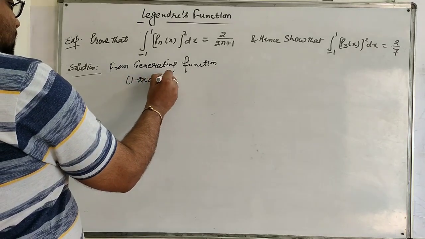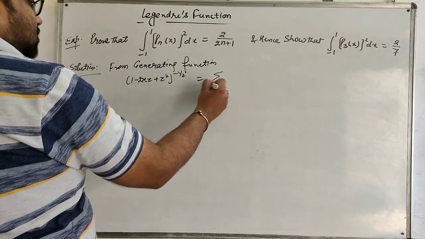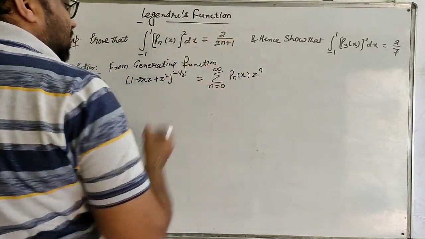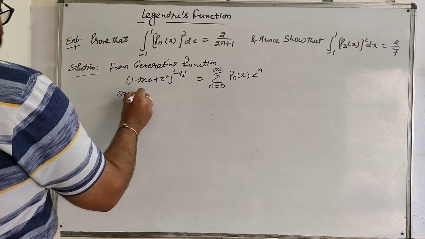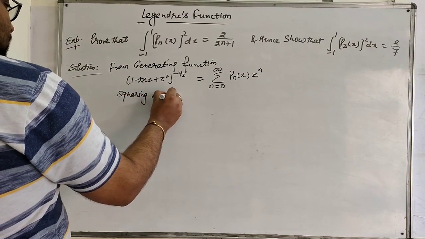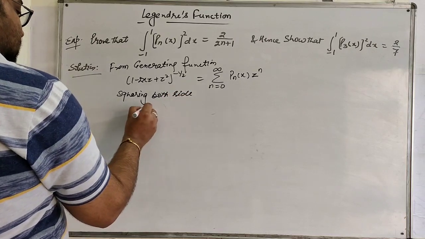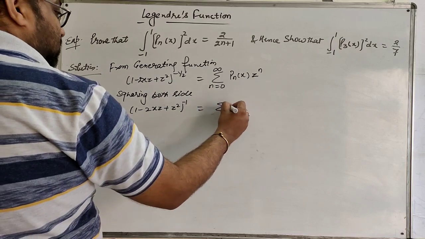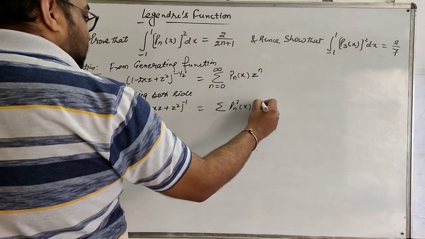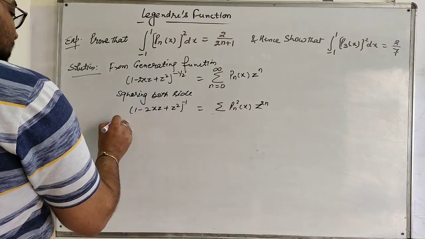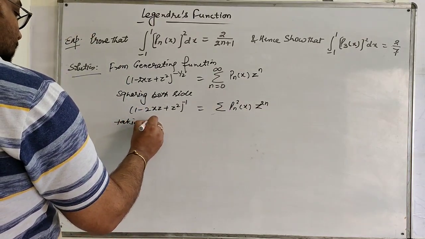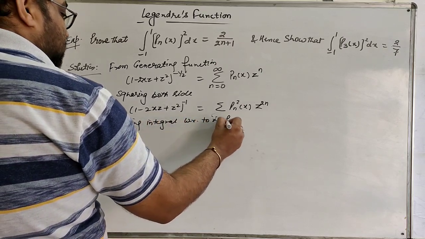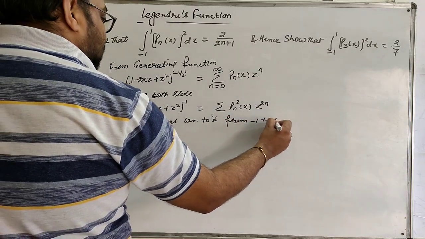(1 minus 2xz plus z square) raised to power minus 1 by 2 is equal to sigma n equals 0 to infinity Pn(x) z raised to power n. Squaring both sides, we get (1 minus 2xz plus z square) raised to power minus 1 is equal to sigma Pn square (x) z raised to power 2n. Taking integral with respect to x from minus 1 to 1.